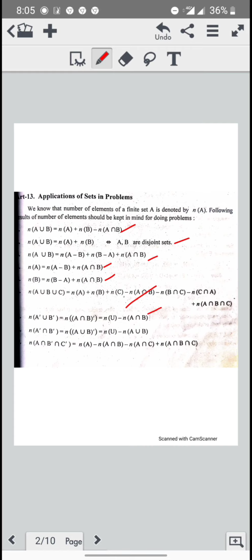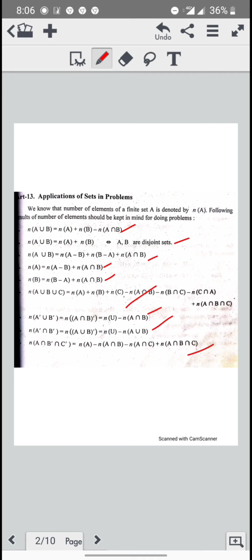n(A dash union B dash), A dash means A complement, union B complement, is equal to n((A intersection B) dash) by De Morgan's law, is equal to n(U), U meaning universal set, minus n(A intersection B). Second last, n(A dash intersection B dash) is equal to n((A union B) dash) is equal to n(U) minus n(A union B).